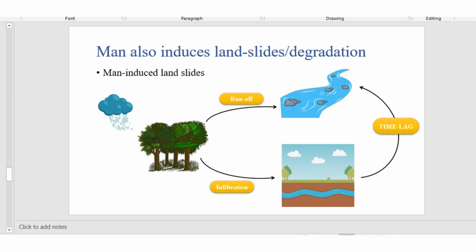Or if I deforest everything for urbanization, industrialization, or just for using the resources of forests, I start cutting off these huge sets of trees. So what do you think will happen? Water holding capacity of soil will get affected. Yes, the water holding capacity of soil gets affected.